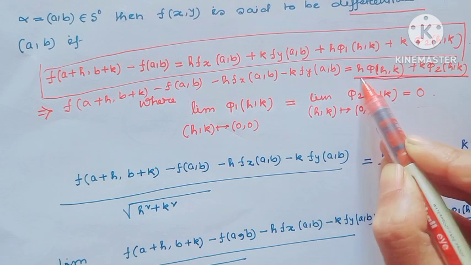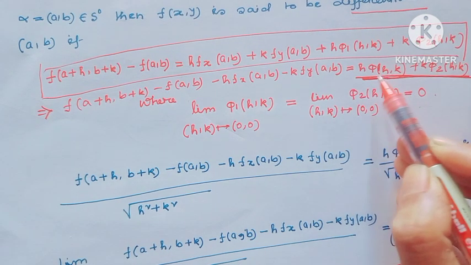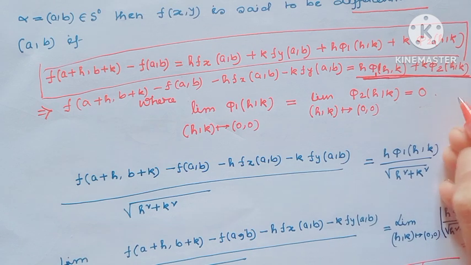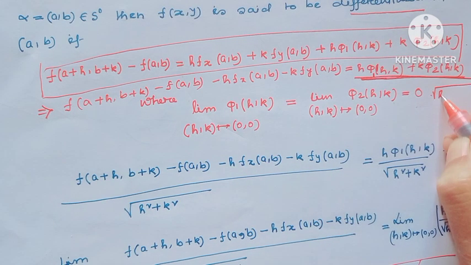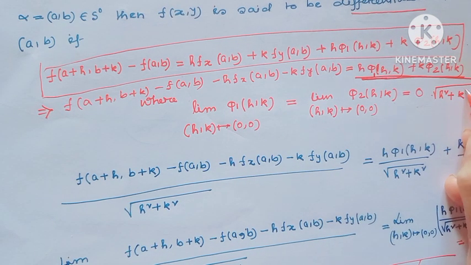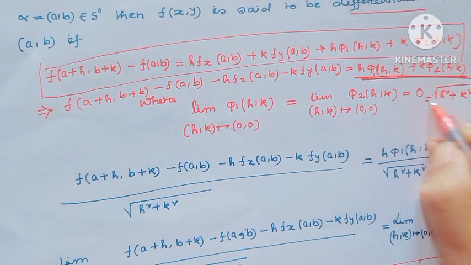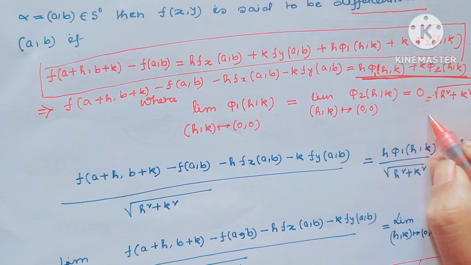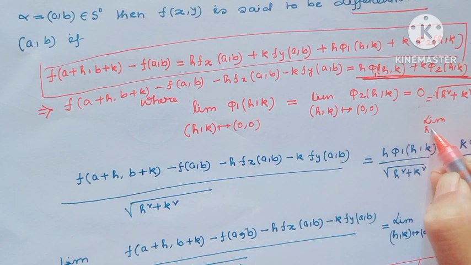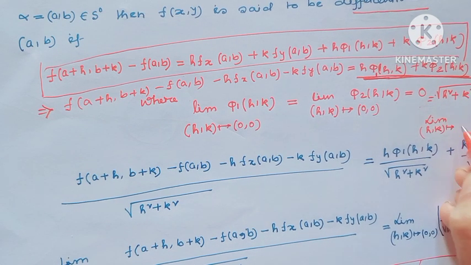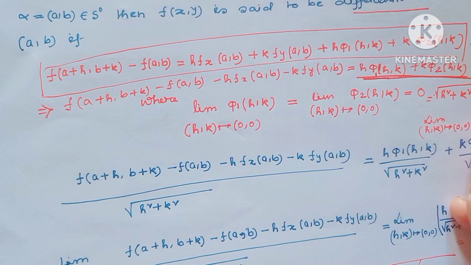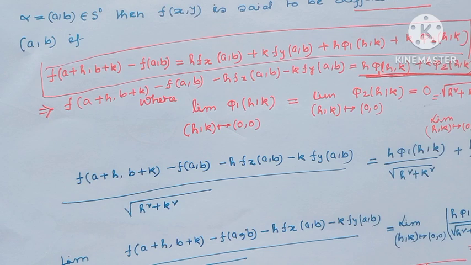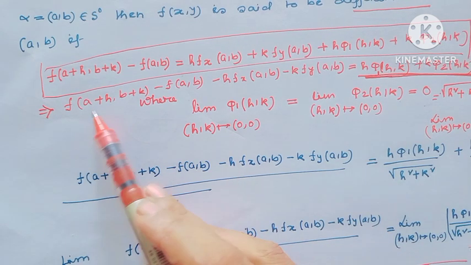Or if we write this as phi 1 (h, k) = h, phi 2 (h, k) = k, such that phi 3 (h, k) = square root of h squared plus k squared, where the limit as (h, k) tends to 0, phi 3 (h, k) equals 0. Then also this is differentiable. That means this is one method.